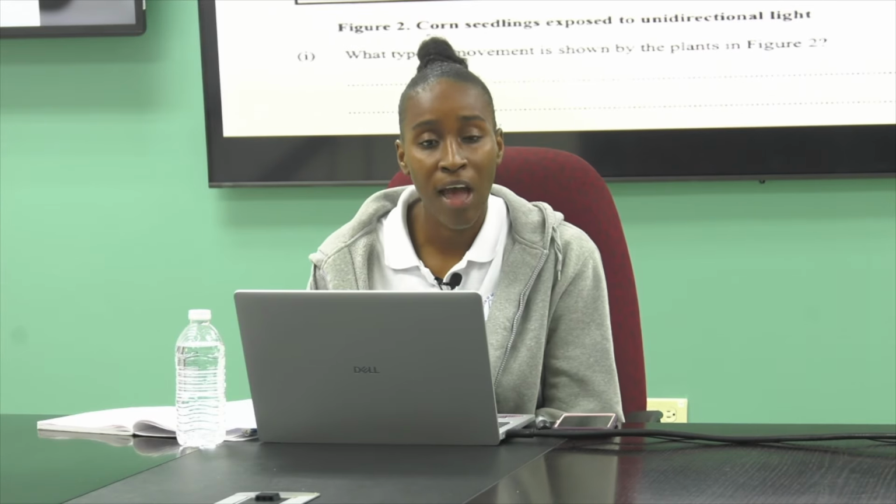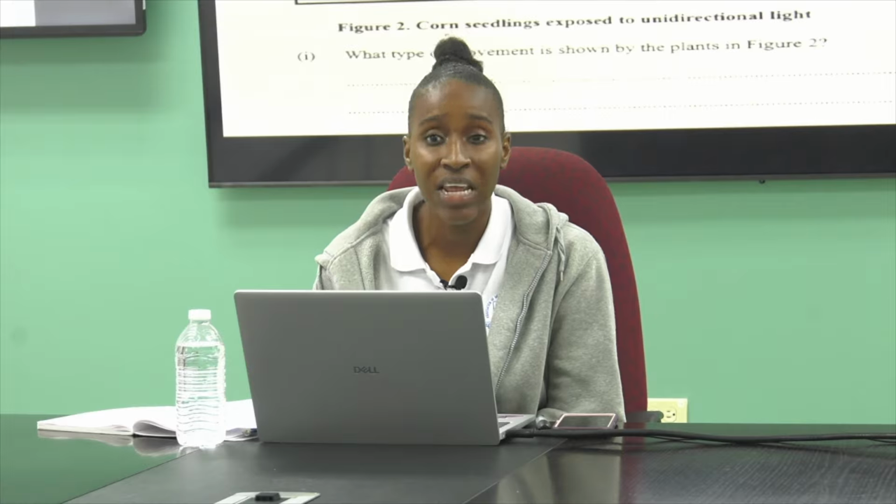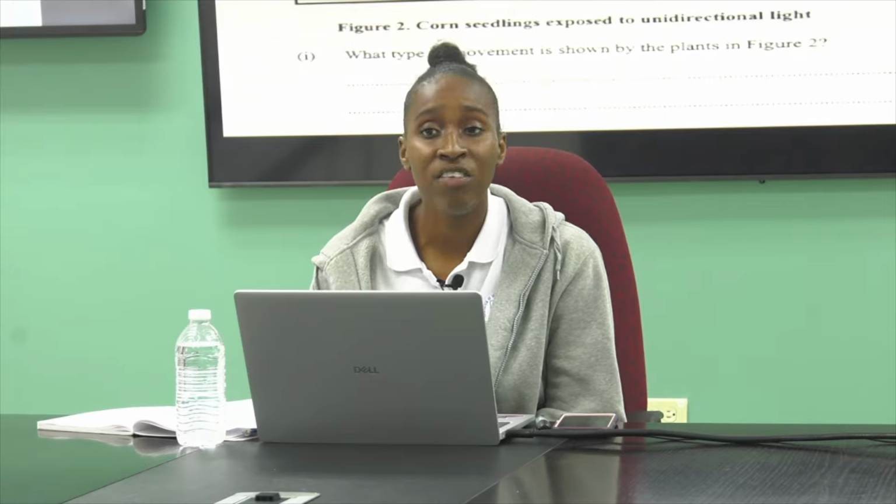And then we have tropism, which is where your plants will be growing towards a particular stimulus. So the type of movement that we're seeing on screen is tropism, and the stimulus is light. So to be even more specific, we are seeing phototropism on screen.